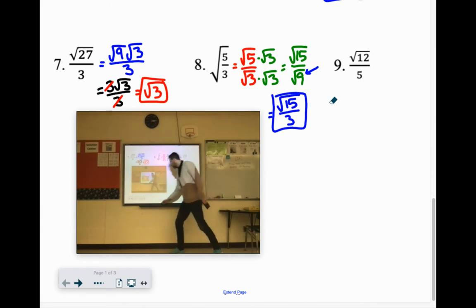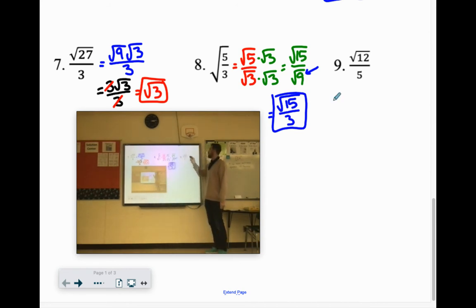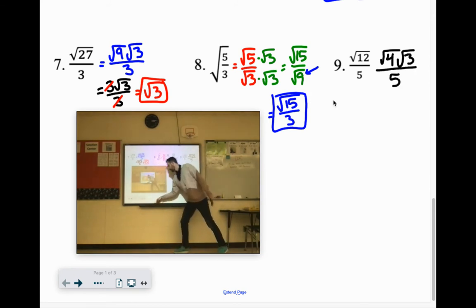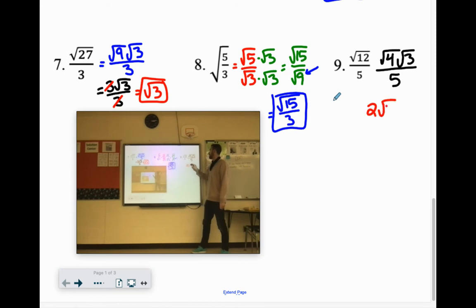All right, last one, root 12 over 5. Root 12 would be root 4 times root 3. The square root of 4 is 2, so we have 2 root 3 over 5. No more perfect squares in 3. Can you simplify 2/5 at all? No. So this would be your final answer.